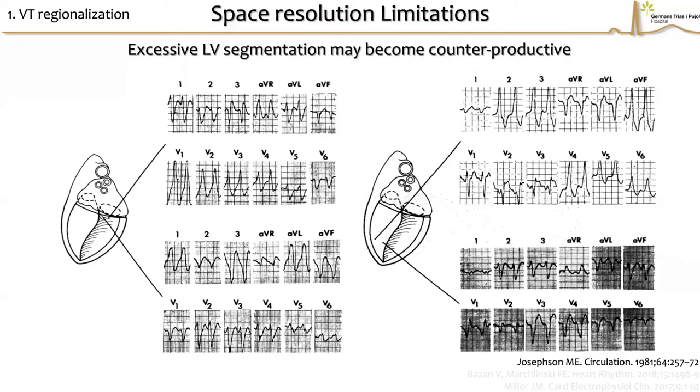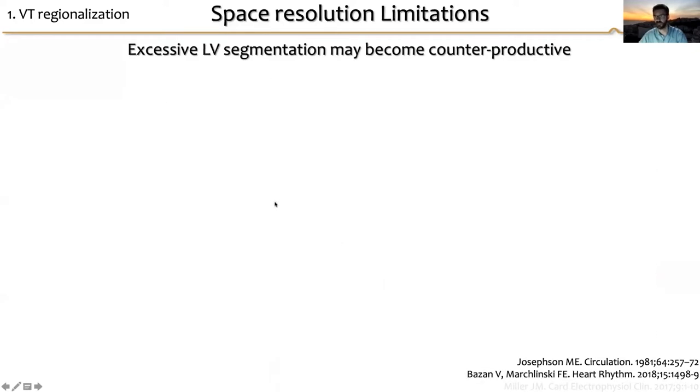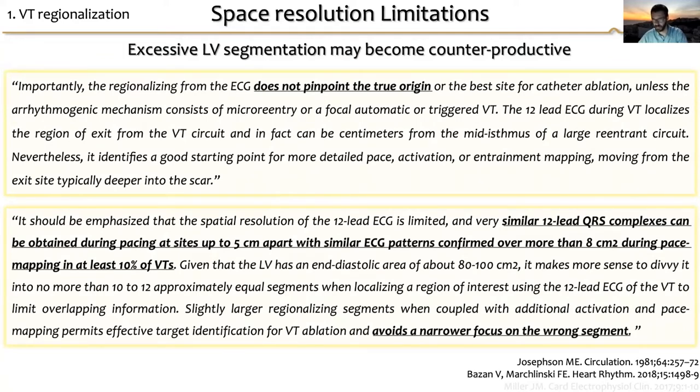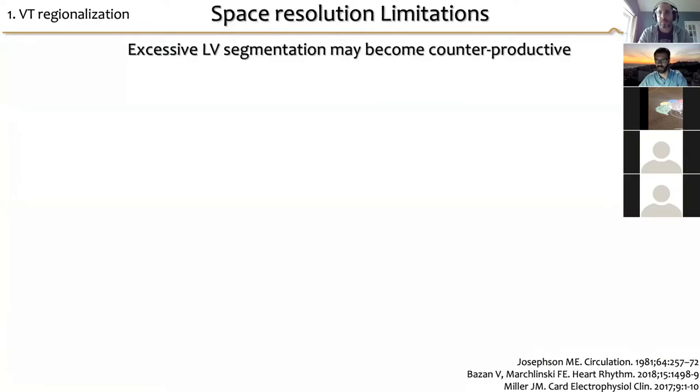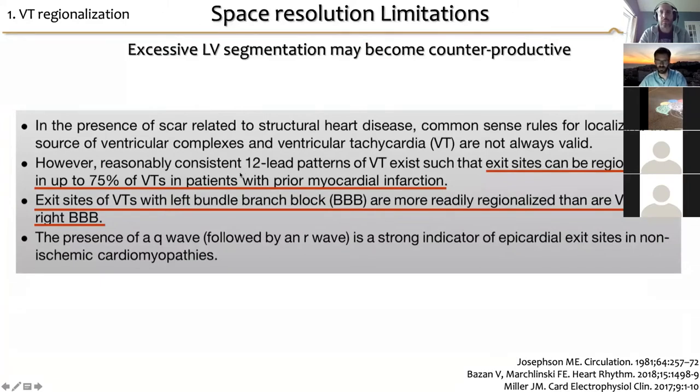And this is because of two reasons. First, there can be very contiguous VT origins producing very different, dramatically different EKG patterns. The second aspect is that, inversely to that, you can have similar EKG patterns belonging to sites that can be even a few centimeters apart from each other. So segmentation and regionalization is a fair approach to have a sense of where the VT comes from, but we have to give it the exact importance, so we don't overstate this aspect of the VT EKG analysis.